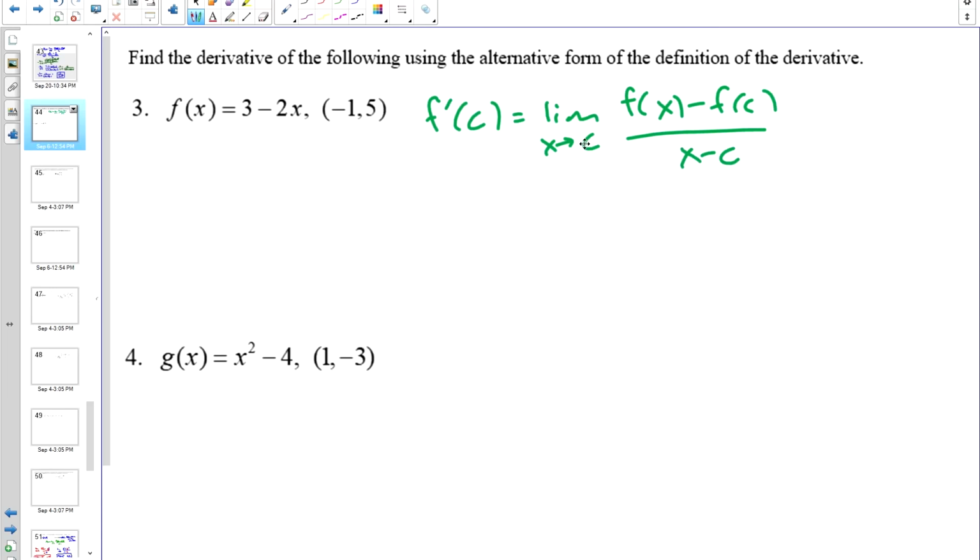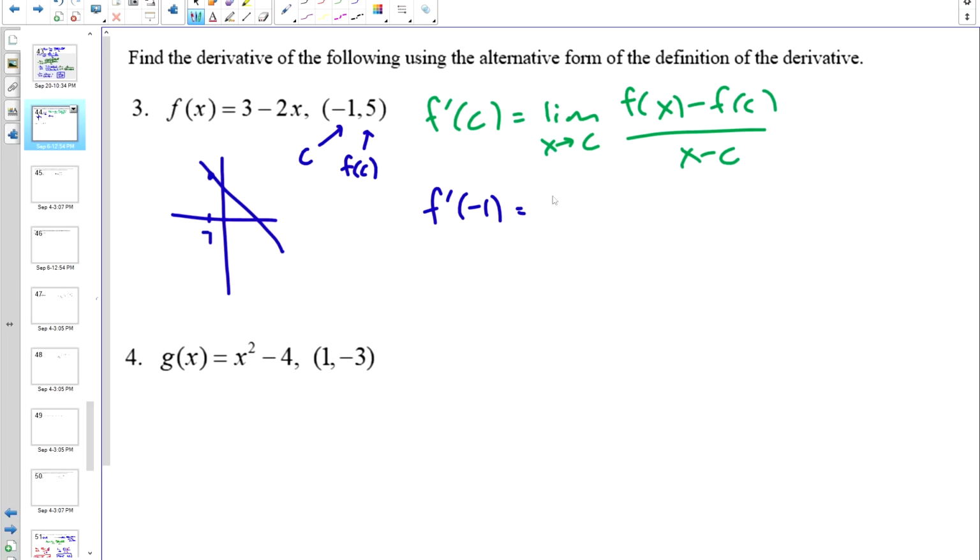Make sure you understand it is a limit. The number given here is going to be my x that I'm going to plug in, which we'll call c, and this 5 would be f of c. So when I plug in, every c is going to turn into negative 1. So I'm trying to find the derivative of 3 minus 2x at negative 1. So basically what we're doing is if we graph this 3 minus 2x and we went to negative 1, what would the derivative at this point be right here?